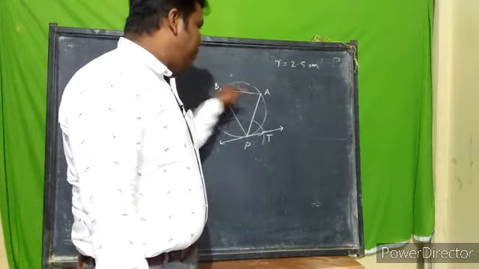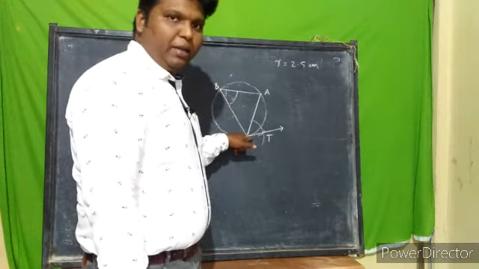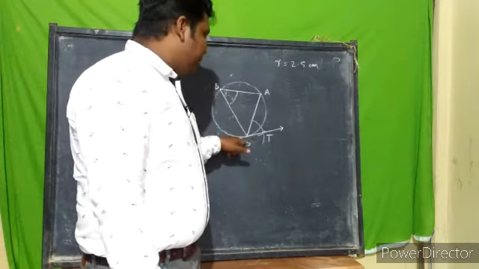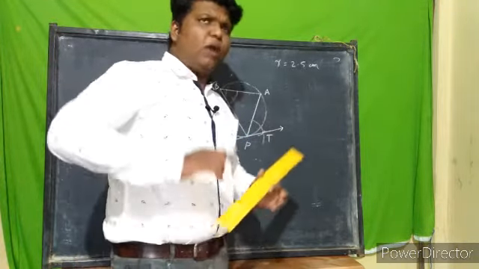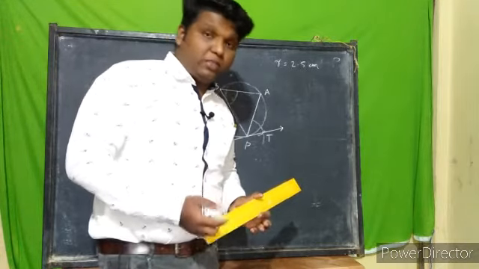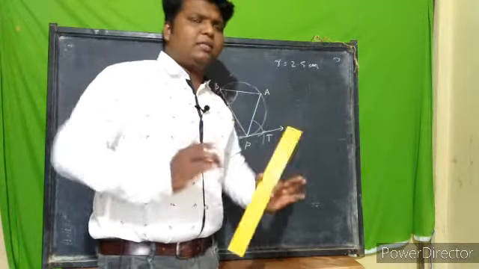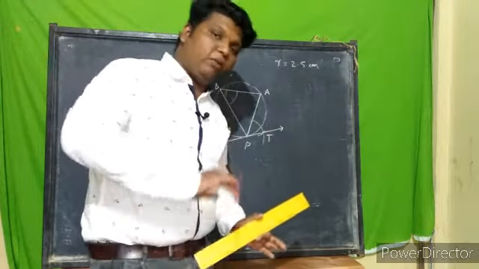Then copy angle ABP at P. Copy angle ABP. ABP को किधर copy करना है? P पे copy करना है. Copy. Then last step, PT is the required tangent. So like this, whatever you are drawing, that should be your steps of construction. Just imagine, understand what you have done and just copy down those steps.